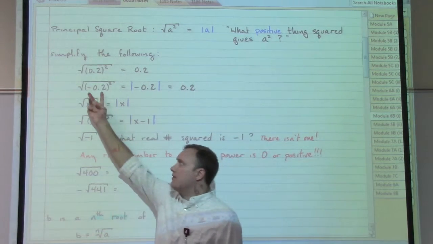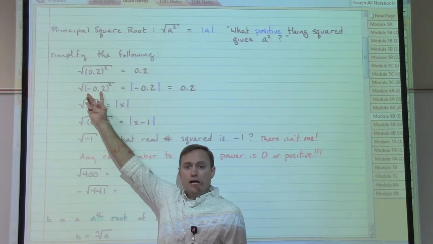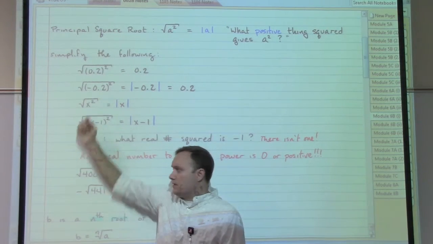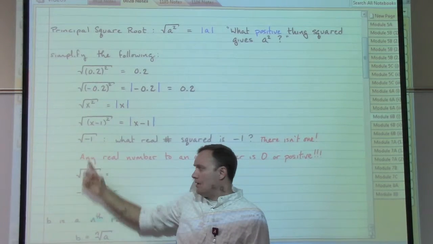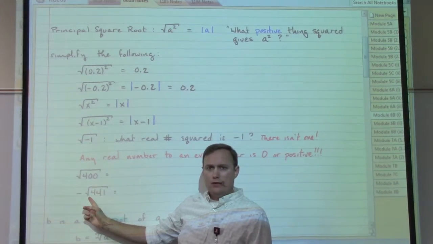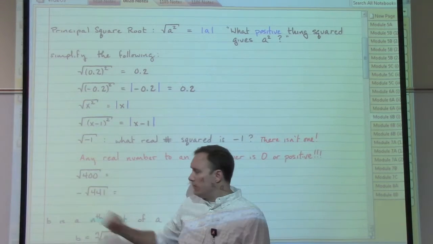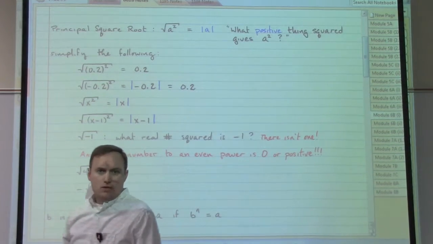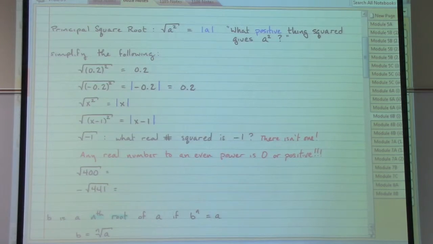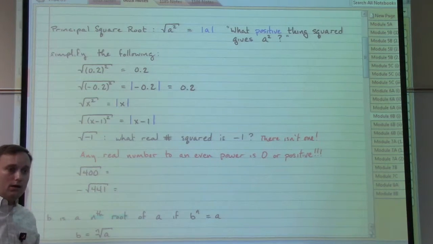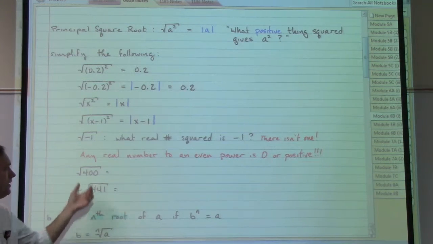Does it appear underneath the square root, but inside a set of parentheses? Does it appear underneath the square root, but not inside a set of parentheses? And like we'll see down here in just a moment, does it appear out in front of the square root? We want to pay attention to those things. But again, the basic idea there at the top, we've got our rule, and essentially we're asking ourselves a question that is, what positive thing do we square in order to get a such and such?